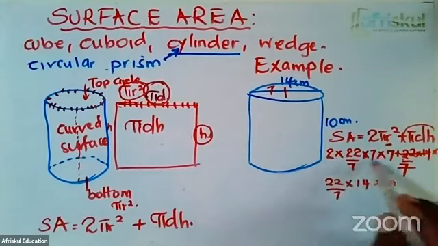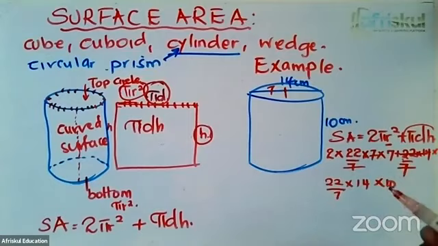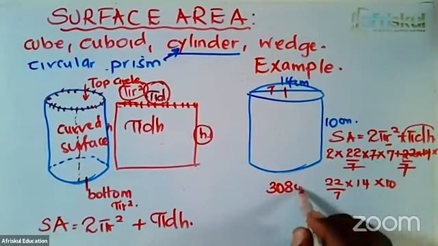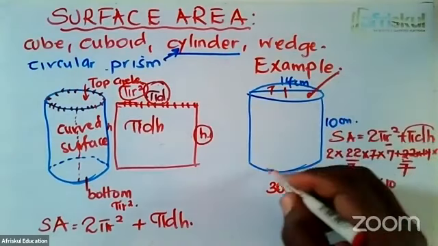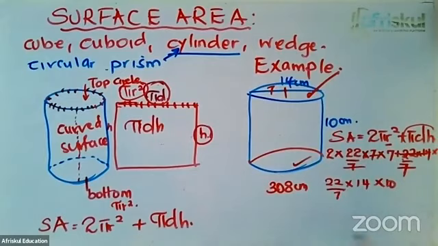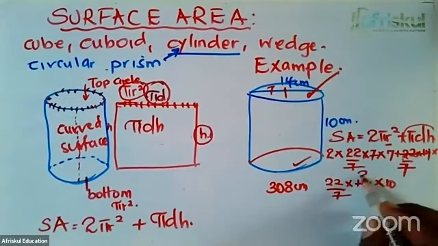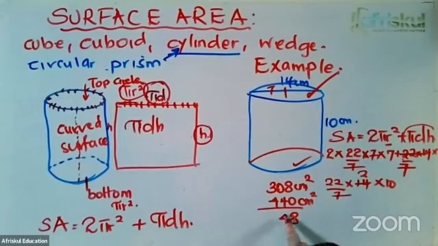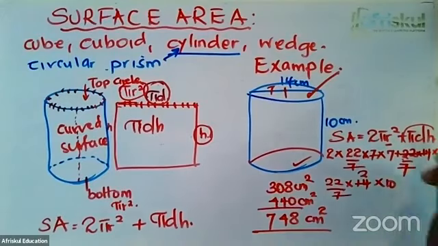So what do you get from this? We get 308 centimeters squared. That is the top and the bottom. Then from the curved surface, we get 440 square centimeters. This gives us a total of 748 square centimeters. Note that this occurs when the cylinder is closed.